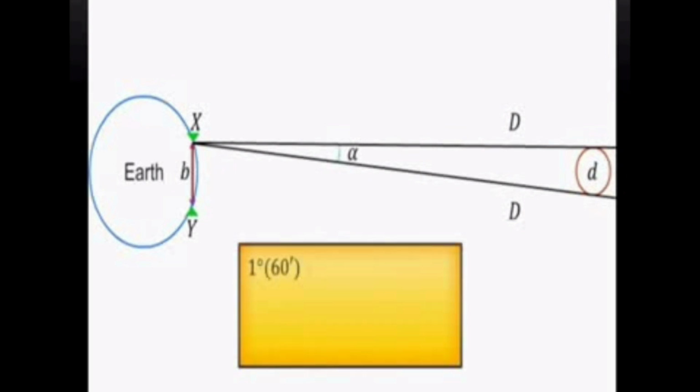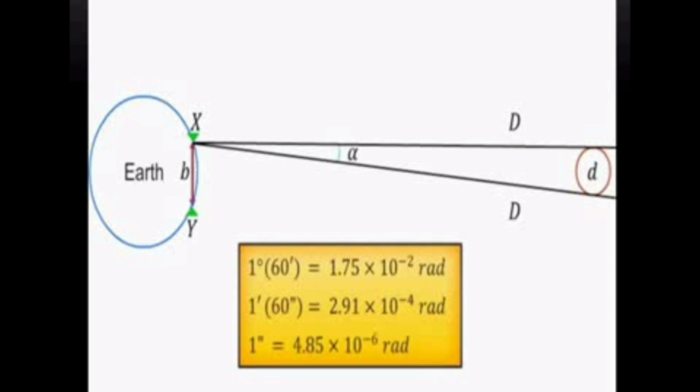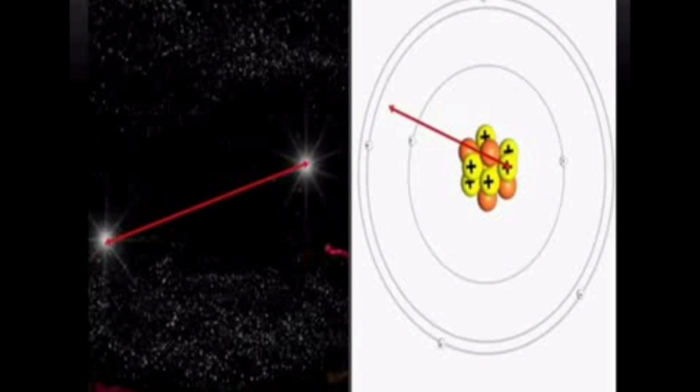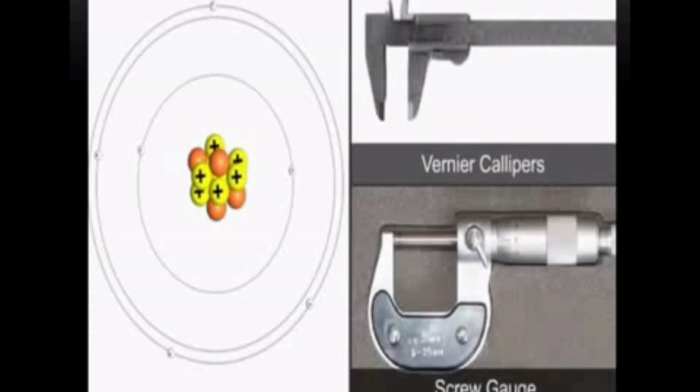So 1 degree equals 1.75 into 10 to the power of minus 2 radian. These are all fixed values, constants. Then 1 minute equals 2.91 into 10 to the power of minus 4 radian. Whatever value we have in degrees, we have to convert into radians, the SI unit, which is why we convert these values. 1 second equals 4.85 into 10 to the power of minus 6 radian. So there is a relation between radian, degree and minute. Using that, we can measure the distance between two stars. At the same time, we have to measure the length of the atom.